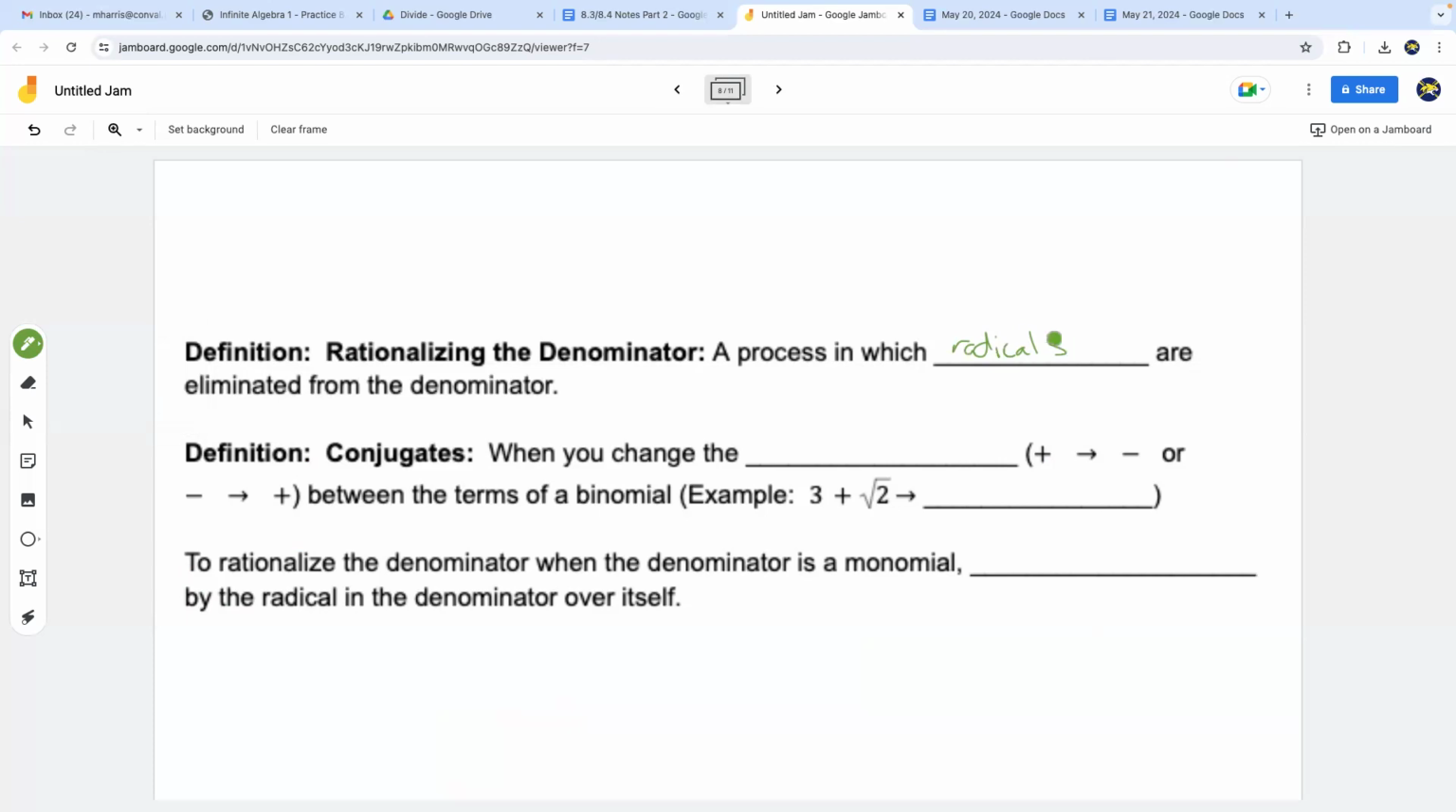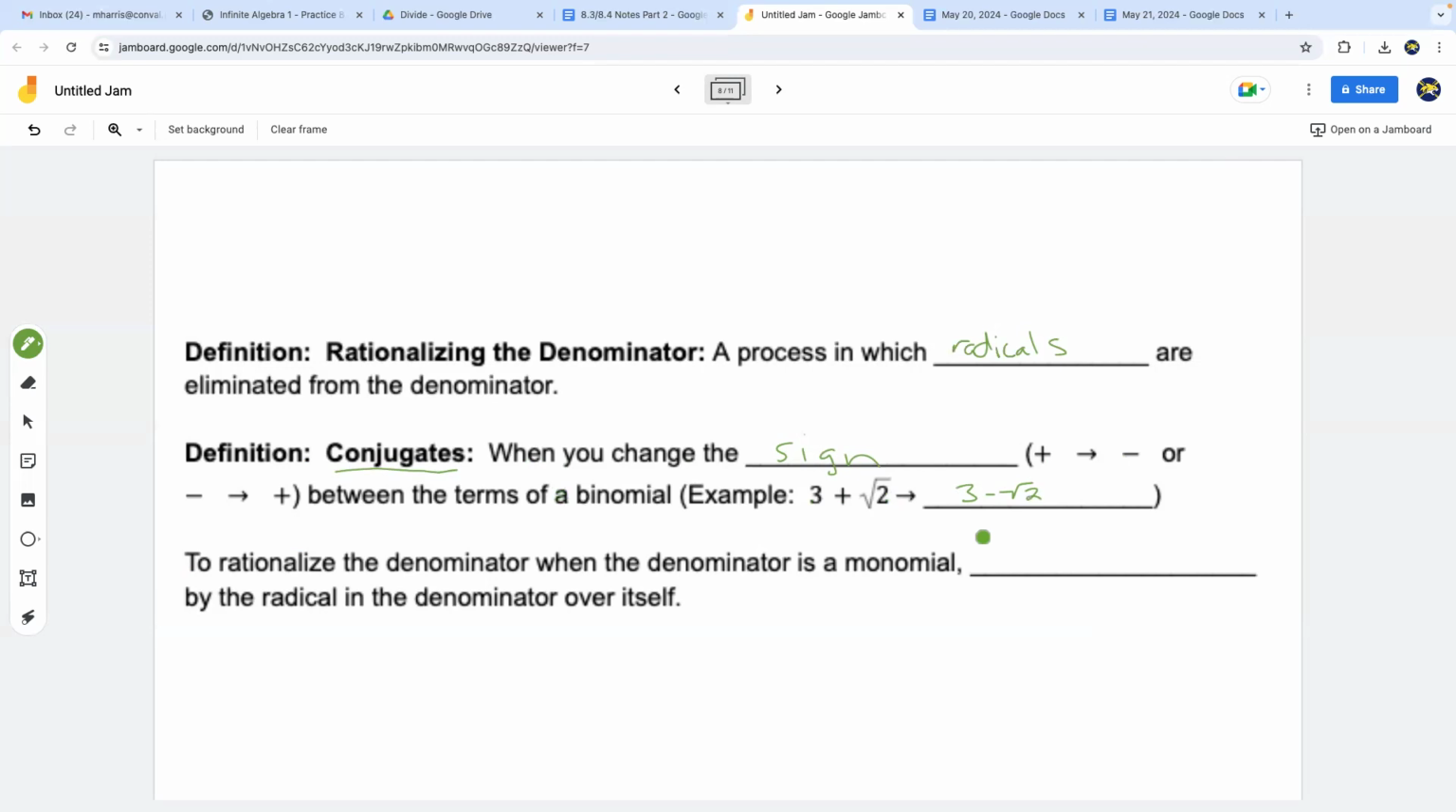All right. So, and then the other thing that goes with these is what's called conjugates. Conjugates, I think it's a fun word to say. All right, it's when you change the sign, so a positive to a negative or a negative to a positive, between the terms of a binomial. So for example, 3 plus root 2, the conjugate is 3 minus root 2. And you're going to see where this comes into play here in just a little bit.